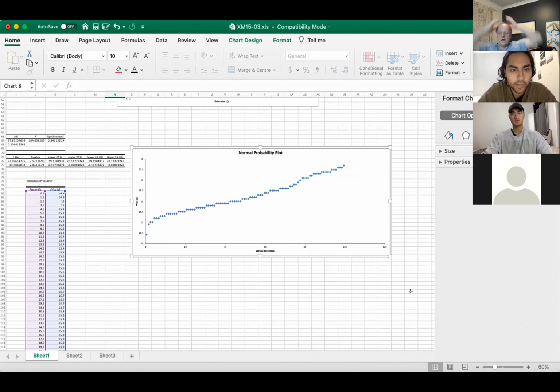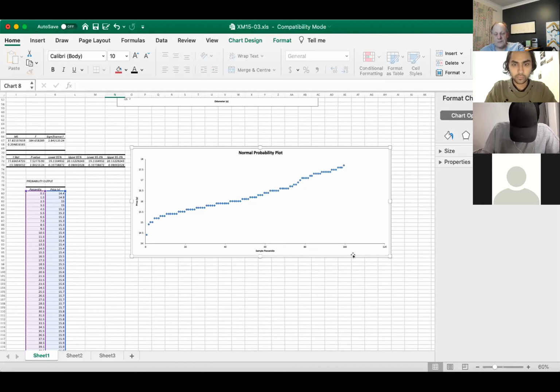So that is how you use the rest of the stats and calculations that are done automatically for you by Excel. So if the normal probability plot is shaped like an S, that means it's normal? If it's shaped like this, it's normal. Okay.